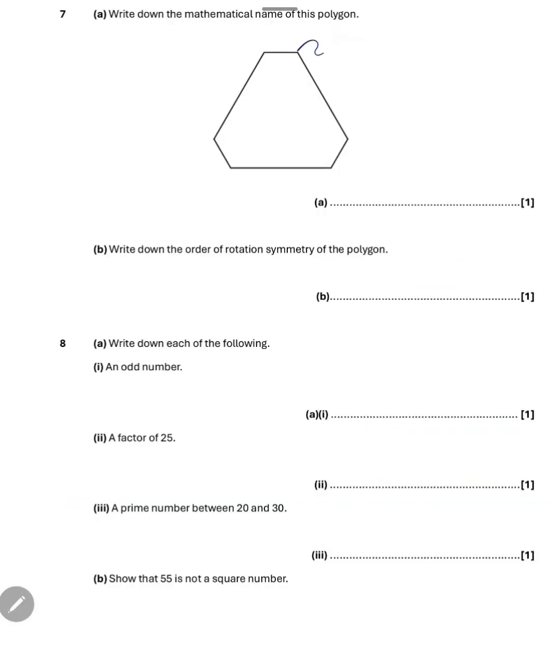Question 7, we've just got a shape, a polygon. It's got 1, 2, 3, 4, 5, 6 sides. That is a hexagon. Even though it doesn't look like a standard hexagon, 6 sides, or 6 edges I should say, that's a hexagon.